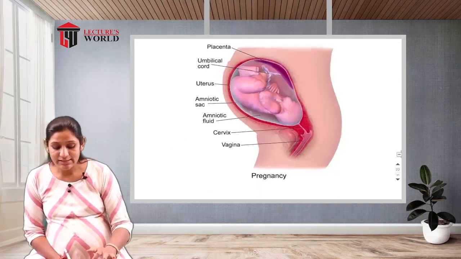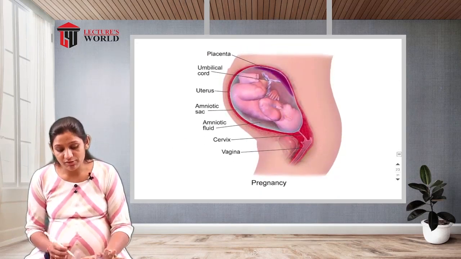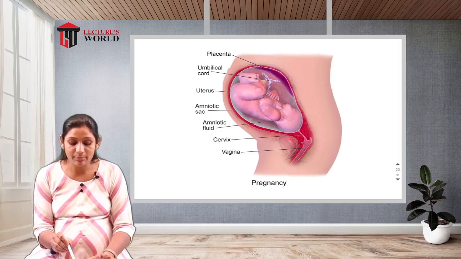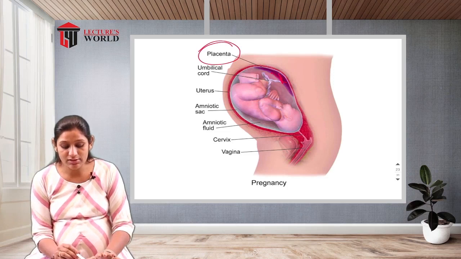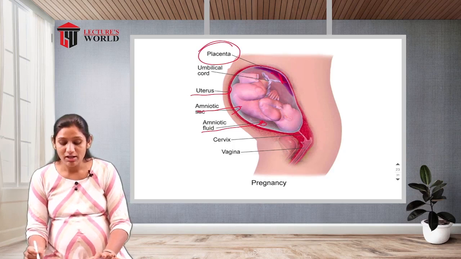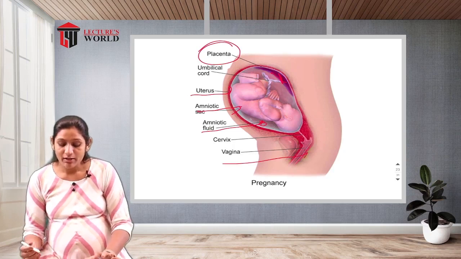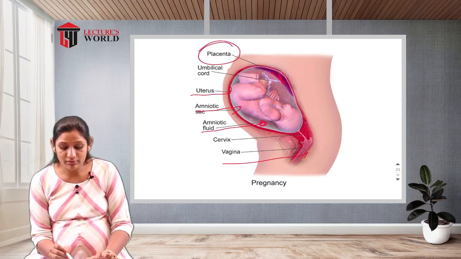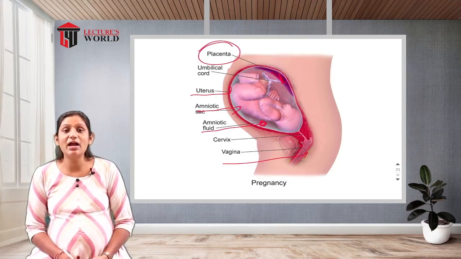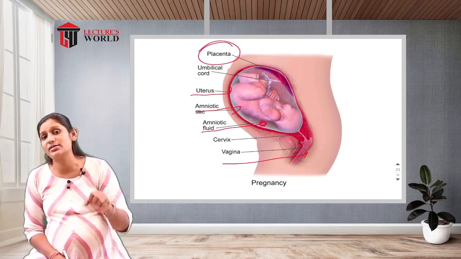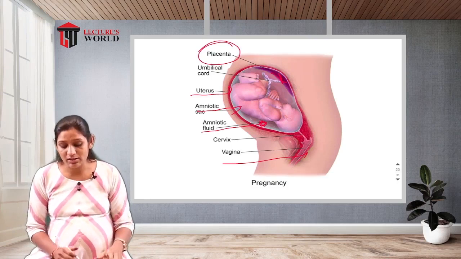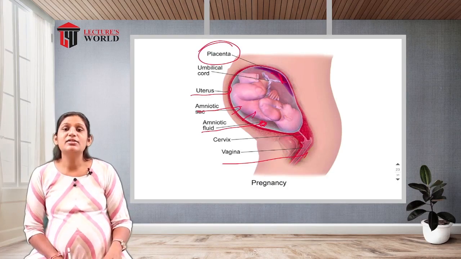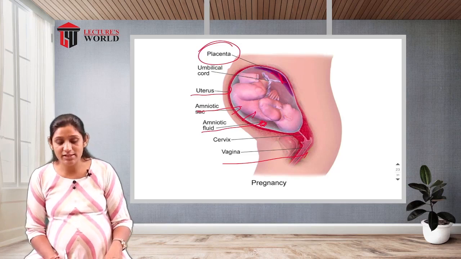Next one. Here is a picture of it. This is the pregnancy. This is the placenta. Here observe, this is the umbilical cord. This is the uterus. This is the amniotic sac. This is the amniotic fluid we are talking about. And this is the cervix, leading to the vagina. Right. So the amniotic fluid absorbs any outer external force or jerk and protects the baby developing in the womb, right, in the uterus.